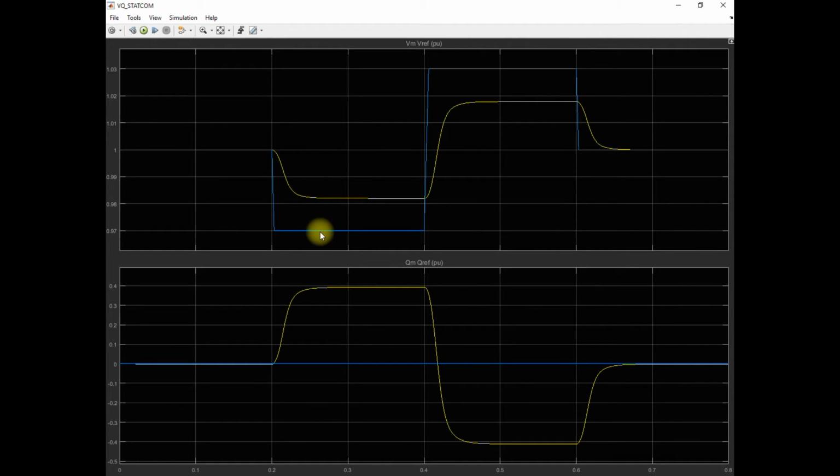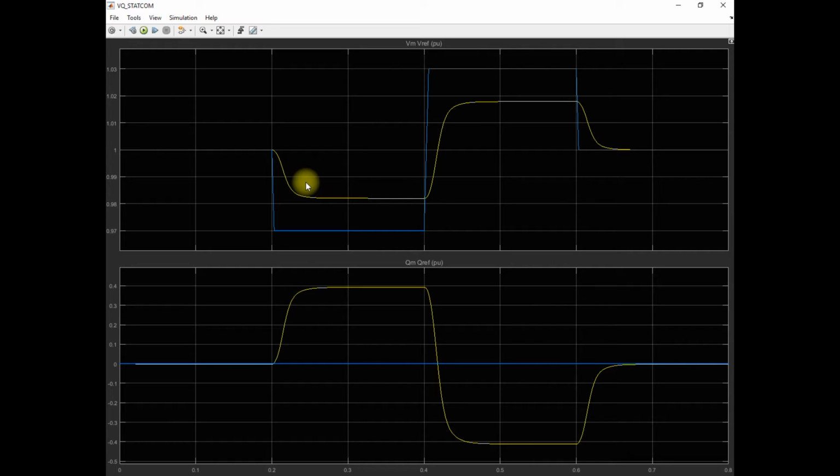But you can see that the actual voltage measurement does not reach the V reference. The reason is that our droop reactance is 0.03. Because of the droop reactance, we cannot reach the V reference value. If our droop reactance is 0, then our measured value, this yellow line, would reach this V reference value. Clear?